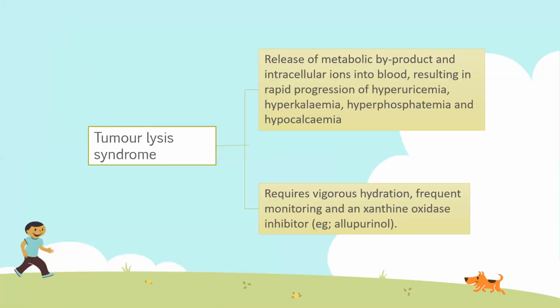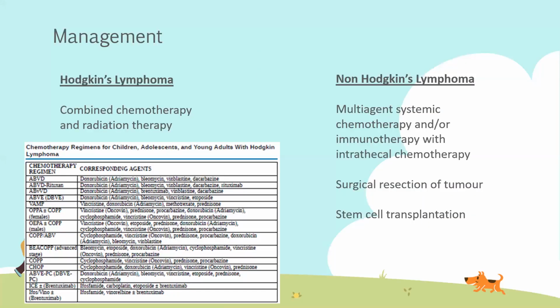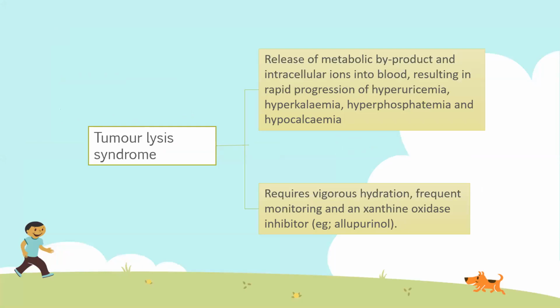Next slide. For non-Hodgkin, as I said earlier in the pathogenesis slide, it can cause tumor lysis syndrome. Tumor lysis syndrome is a rapid destruction of tumor cells resulting in release of intracellular ions and metabolic byproducts into the bloodstream. It can cause hyperkalemia, hyperuricemia, hyperphosphatemia, and hypoglycemia.